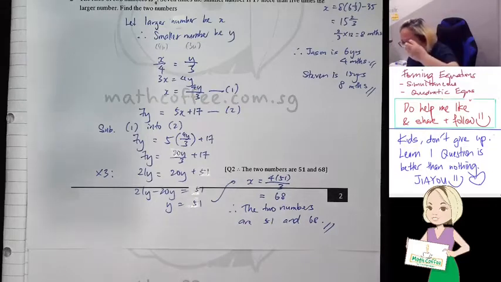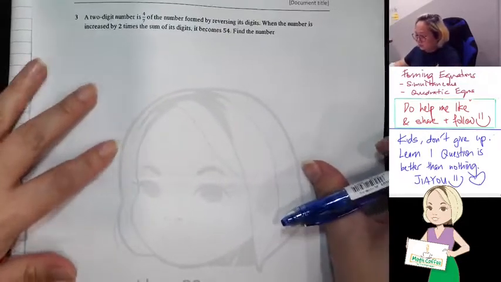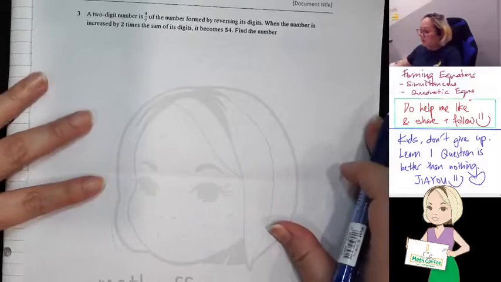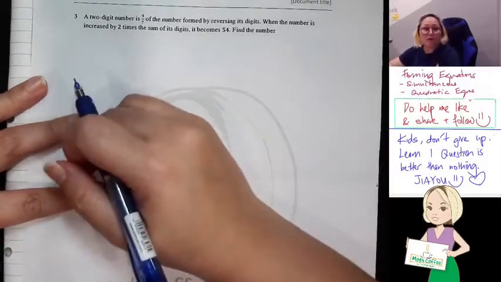Okay, this one. Forming number. Okay, that's very important. So I have explained in the past before, but it's an important concept that you all must know.